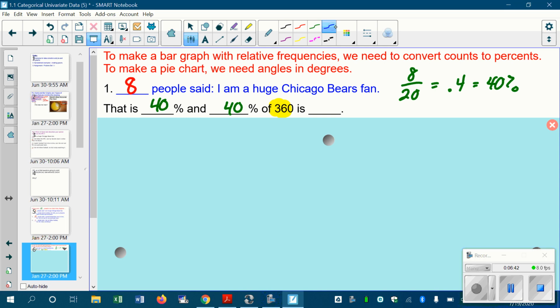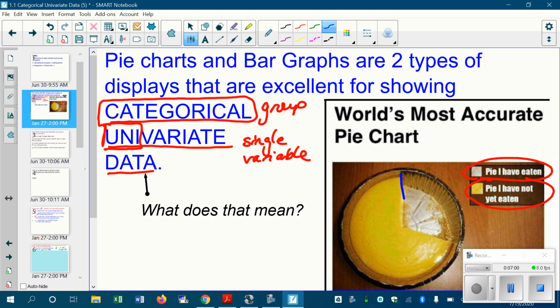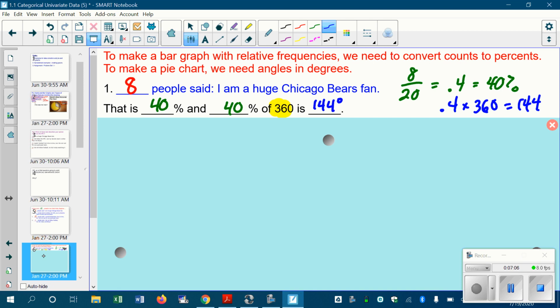So on my calculator, I would just do 0.4 times 360, and that gives me 144. So 144 degrees is what that sector of my pie chart, that section, so a sector is like a shape like this, right? Like a chunk of a circle, we call that a sector. So my sector of the circle for Chicago Bears fans is going to be 144.